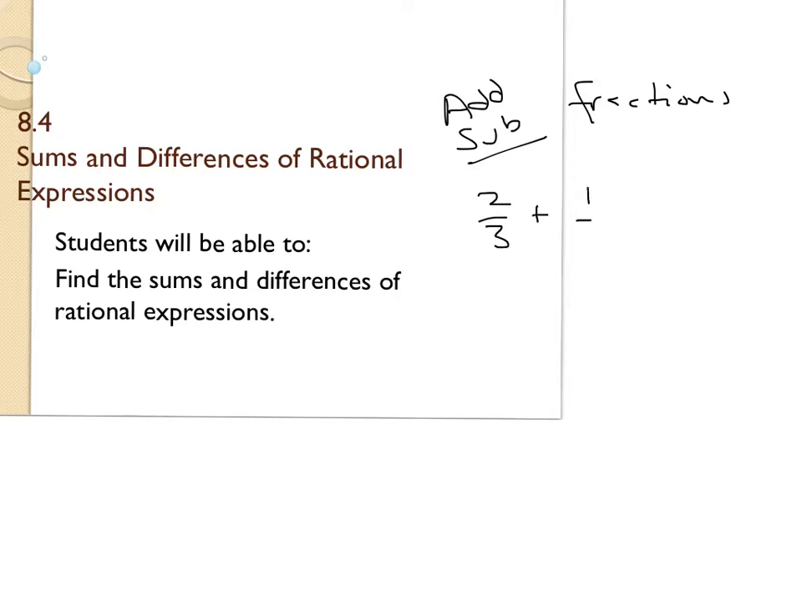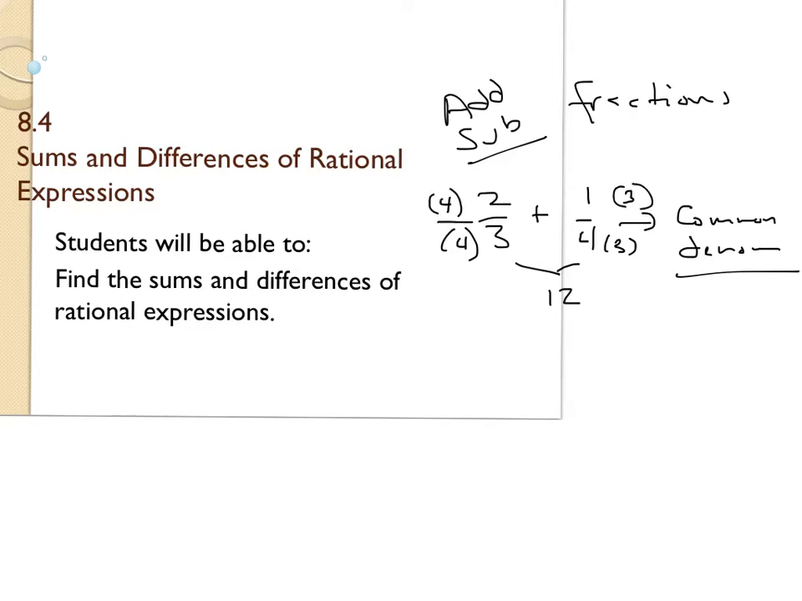2/3 plus 1/4, how would I add these? I need a common denominator. So what's the common denominator? The quick way is to take these two guys and multiply them together, and that would be 12. So if I take this and multiply it by 4, take this and multiply it by 3, we'd get a common denominator. Well, what I do to the bottom, I have to do to the top, and then I would get 8/12 plus 3/12, and that would be 11/12. And that would be my work for that.